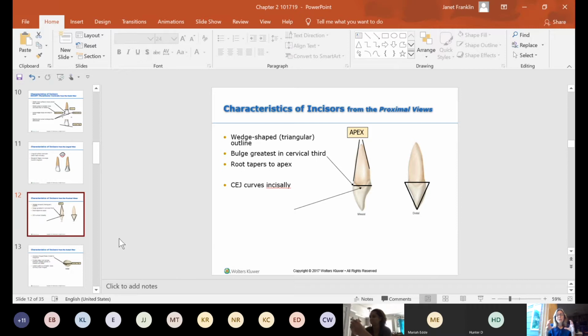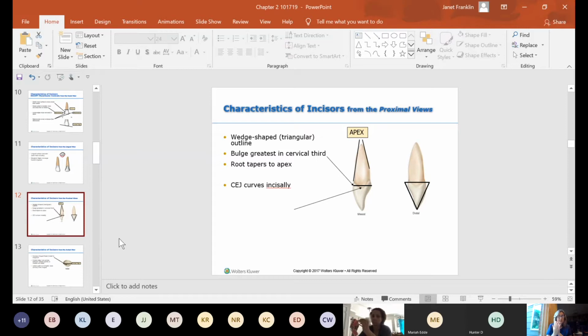The shape of the crown is triangular, like a wedge. So when we're looking straight on the facial or the lingual, the shape of the crown is going to be rectangular. But when you look from the proximal view, the shape of the tooth is triangular. The reason that happens is because the tooth comes down to an incisal edge or a point, basically. That's how it cuts. So it goes from wider to narrower.